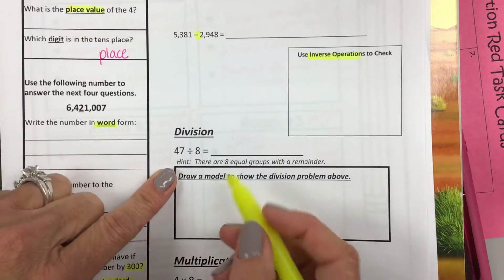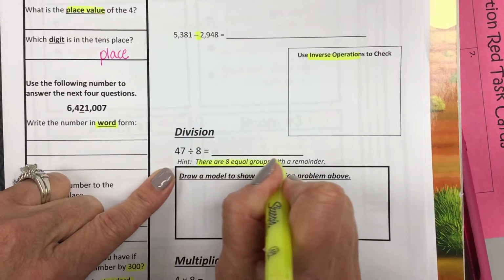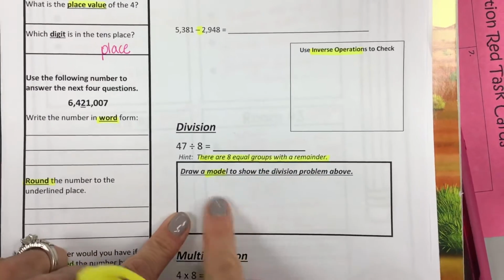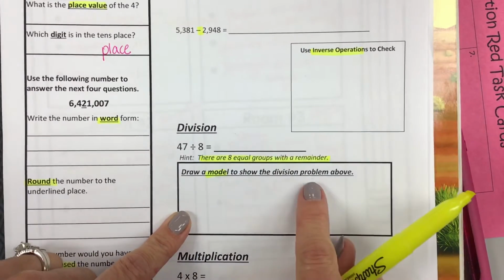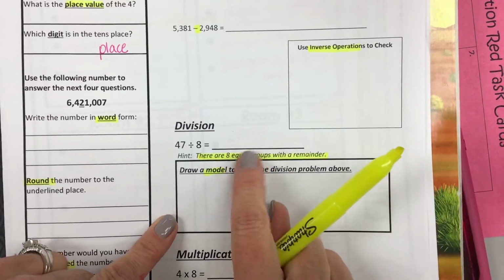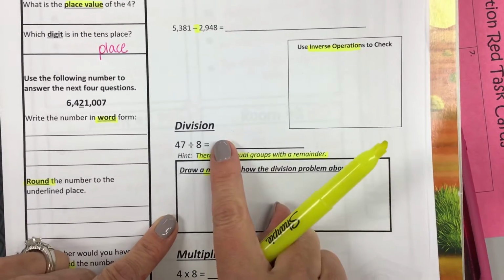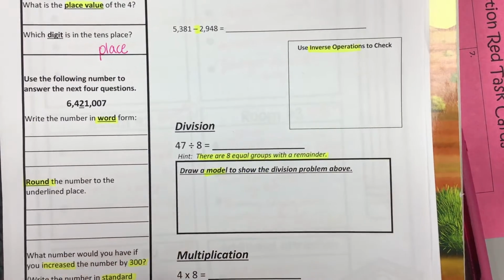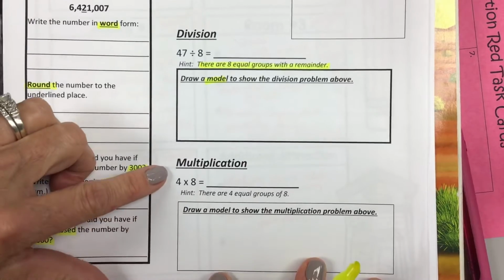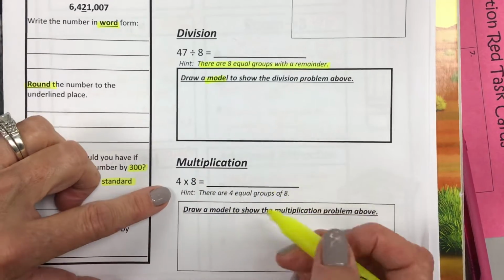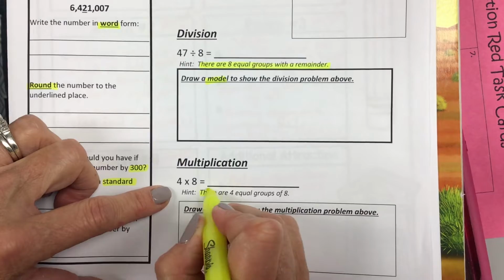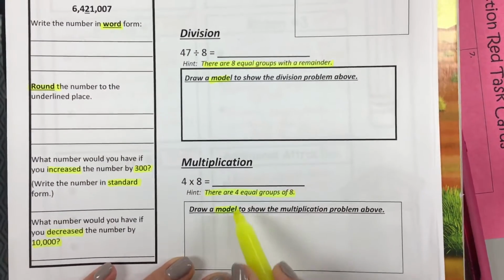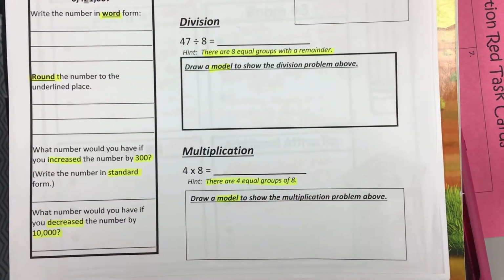47 divided by 8. Hint, there are 8 equal groups with a remainder. You'll need to draw a model in the box to show the division problem. Remember, when we divide in 4th grade, we use remainders. Our quotient should not have a decimal point or fraction. Multiplication. 4 times 8 is 32. Hint, there are 4 equal groups of 8. Draw a model to show the multiplication problem above.